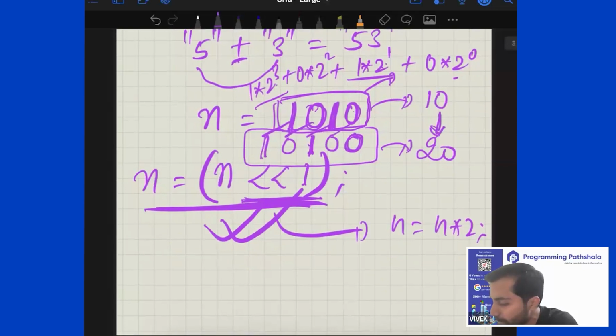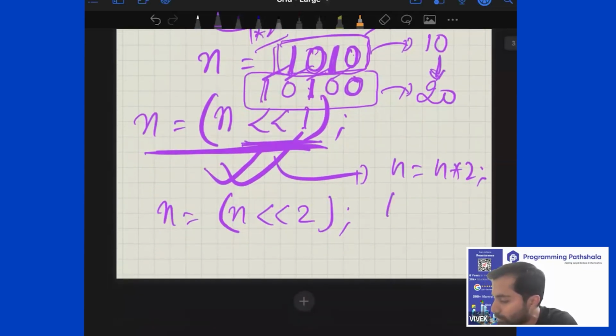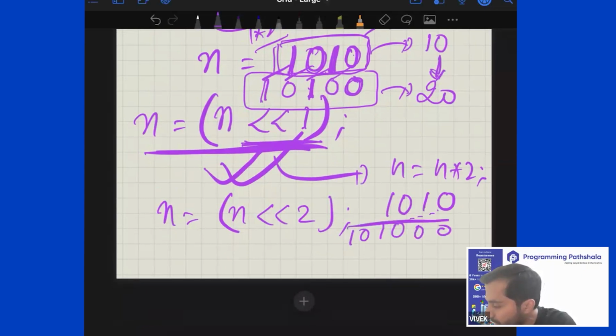And if you left shift the same number by 2 units, if you write n equals to n left shifted by 2, what is going to happen? Just imagine this 1010, if it is left shifted by 2 units, imagine this 0 came all the way here, this 1 came here, this 0 came here, this 1 came here, and then 0, 0. So this thing is now going to become 10 into 2 into 2, right? Yeah, so it will become 4 times of what it is.